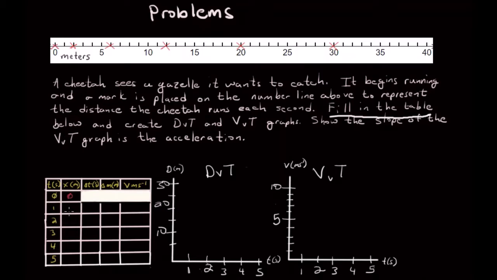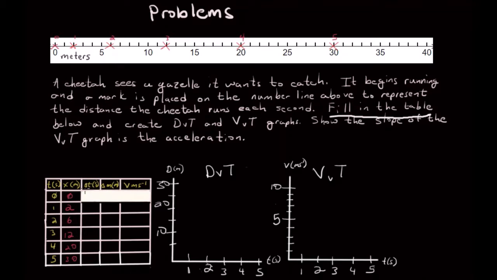All right, so this is time 0, 1 second, 2 seconds, 3, 4, and 5. At 1 second, he's moved 2 meters. At 3 seconds, he's gone 6. Is that right? Yeah. 1 second, 2 meters. 2 seconds, 6 meters. 3, he's gone 12. 4, he's gone 20. And at 5, he's gone 30. Okay, so let's fill in the rest of this table here.